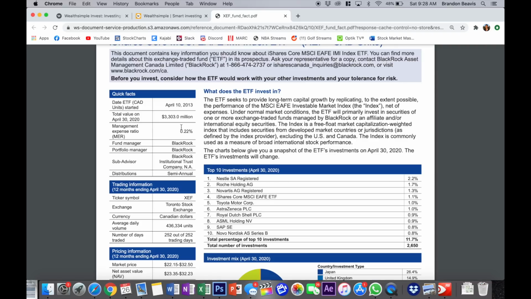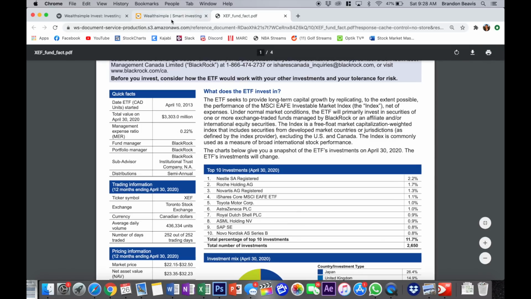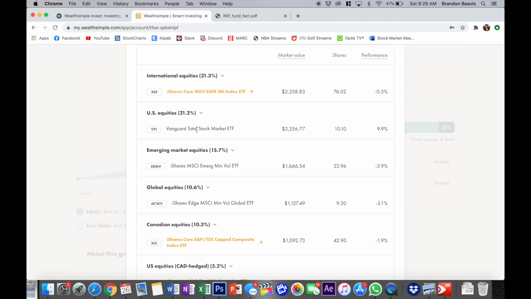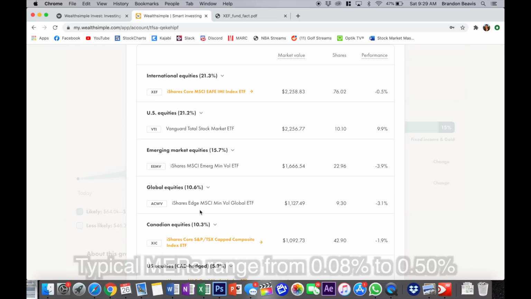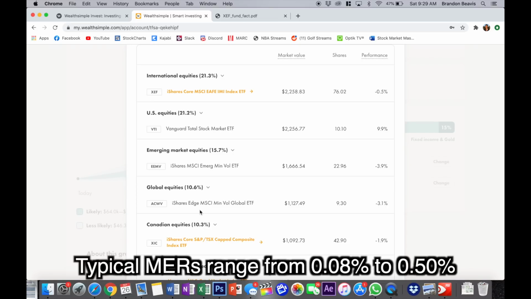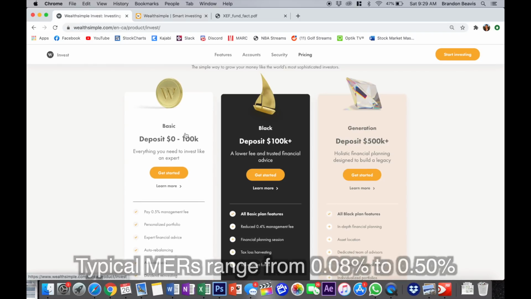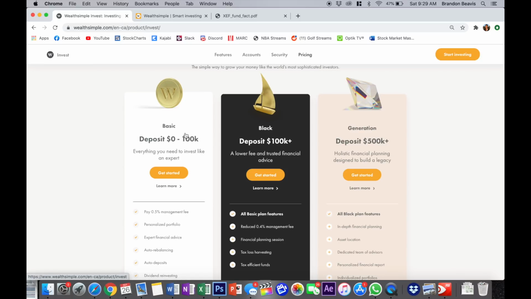So very simple there, but it is worth keeping in mind, you are constantly paying these fees on each of these funds. Each of these funds will have their own unique fee, usually hovering between 0.08, sometimes as high as 0.3, 0.4, 0.5%. It totally depends on the fund. But there's that fee along with the Wealthsimple Invest management fee. And that is, I think, a great way to summarize the total cost that you'd be paying to invest in this platform.